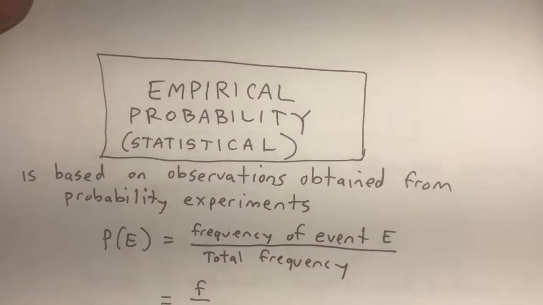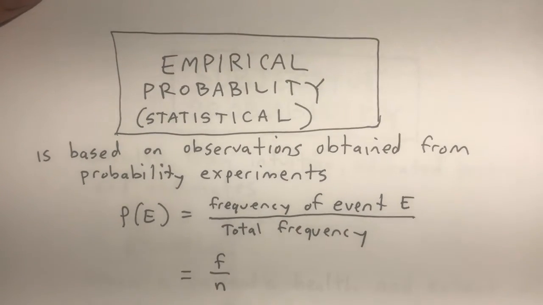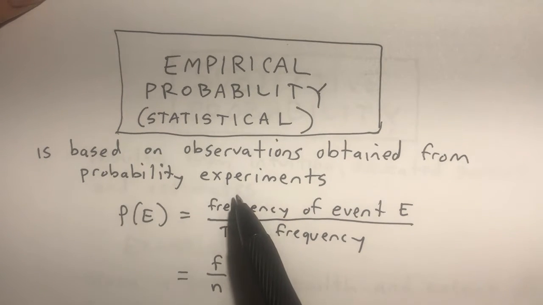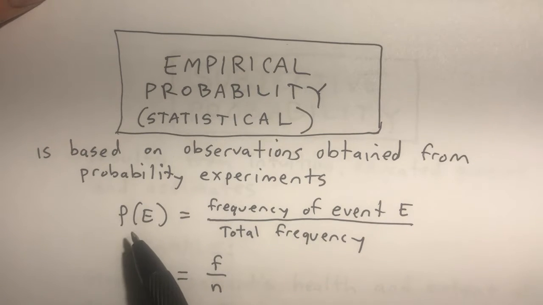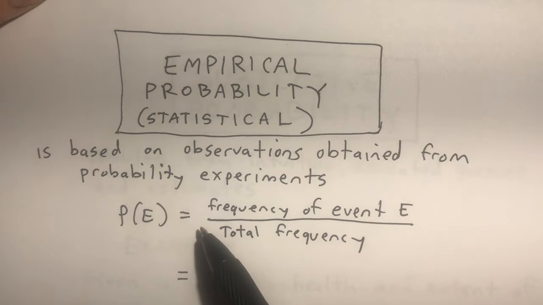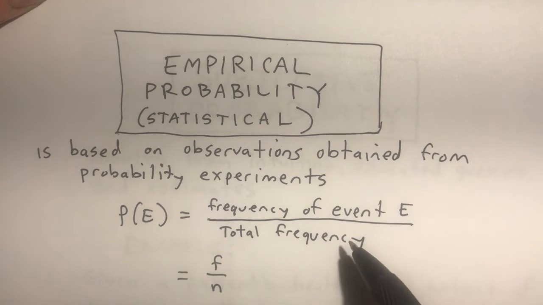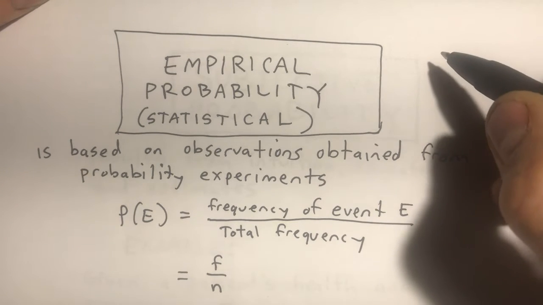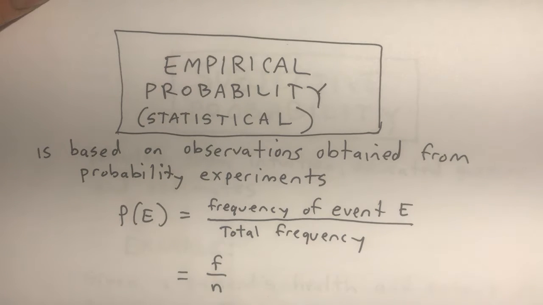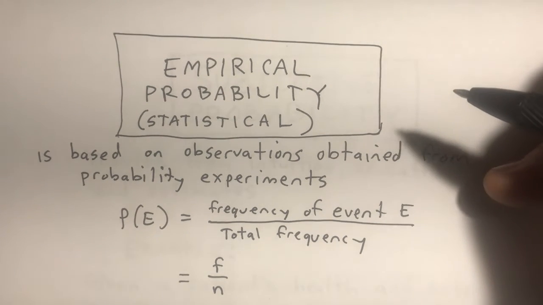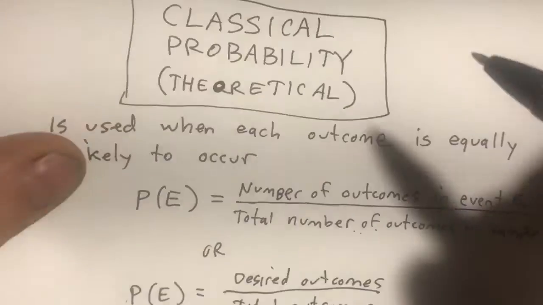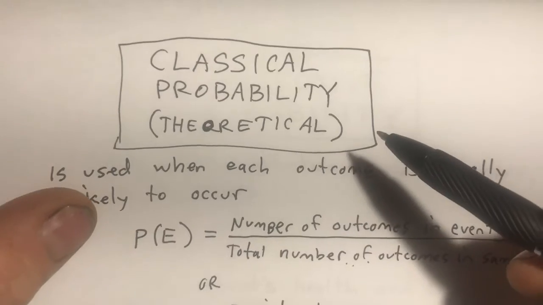Another probability we have is empirical probability or statistical probability. This is based on observations obtained from probability experiments. In this, the probability of the event happening equals the frequency of event E divided by the total frequency, or F divided by N. And what this means is, if I take this die and I roll it 100 times, I may not get the exact probabilities that the classical probabilities might say would happen.